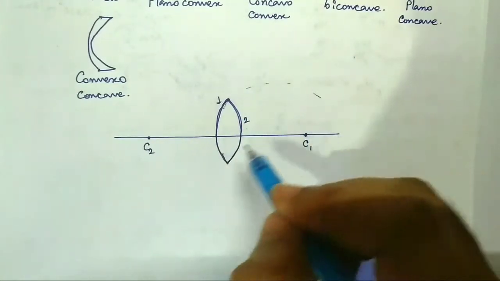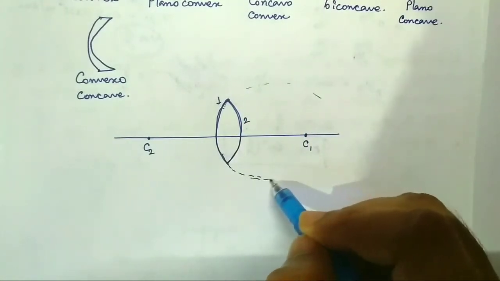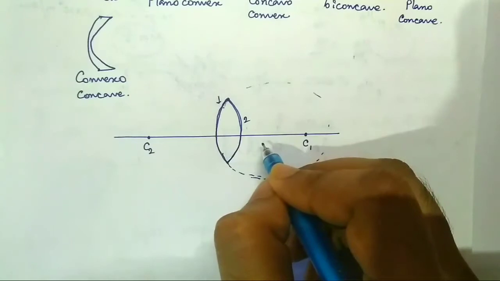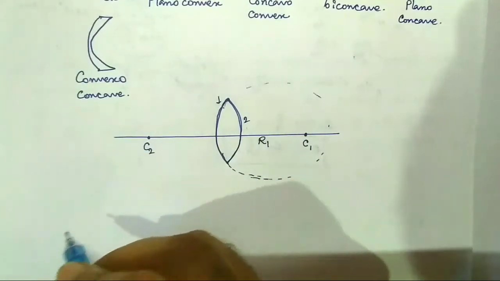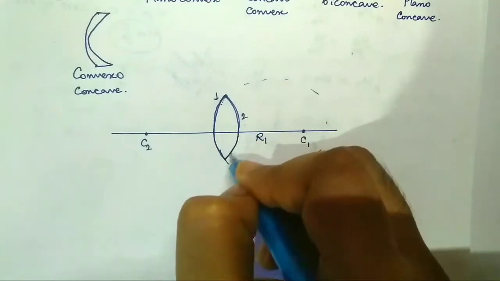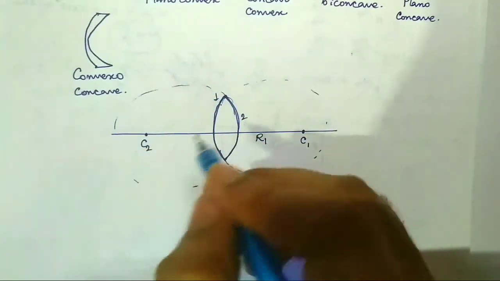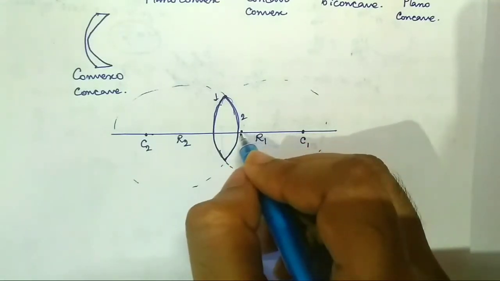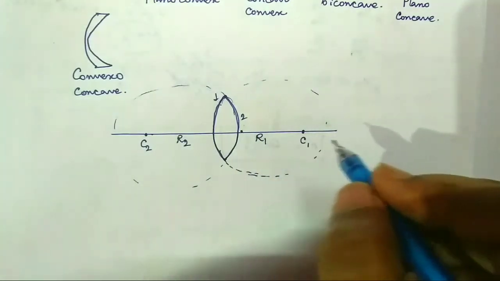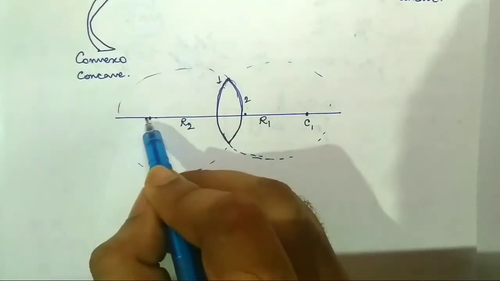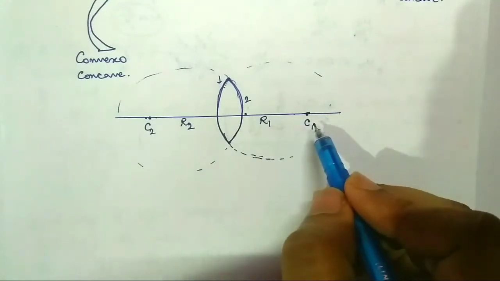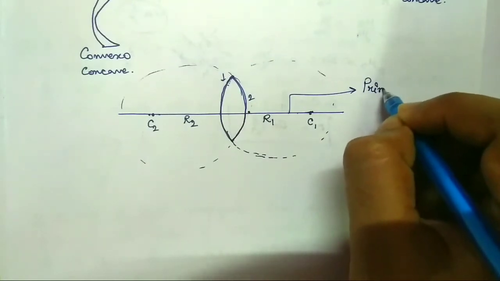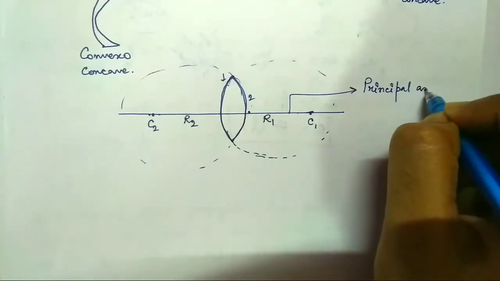This is a part of a sphere. So this radius will be the radius of curvature R1, and this surface is also a part of a sphere, hence this distance is known as the radius of curvature. Now the line joining C1 and C2 is known as the principal axis of the lens. This is the principal axis.